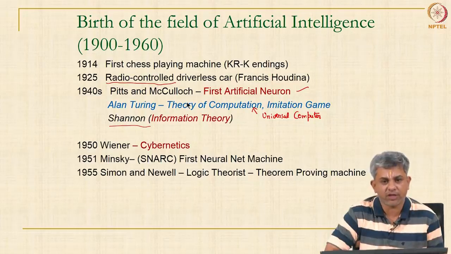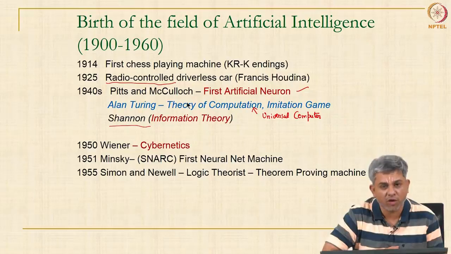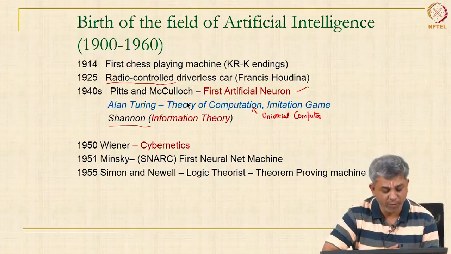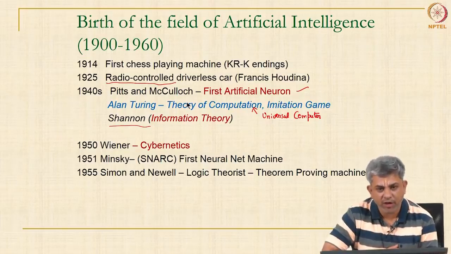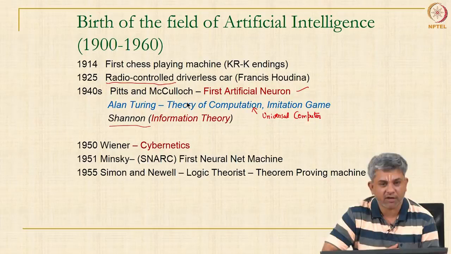The 1950s was in some sense a time when artificial intelligence took off, whether you read science fiction from that period or just normal research writing. Norbert Wiener came up with this idea of cybernetics. It was very popular. Minsky is a very famous researcher in this field. He made the first neural net machine, the stochastic neural automatic reinforcement calculator, a SNARC.